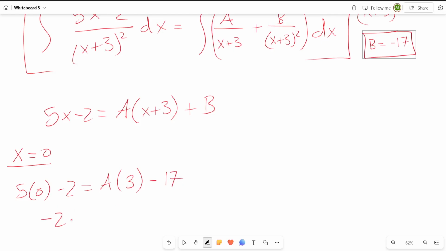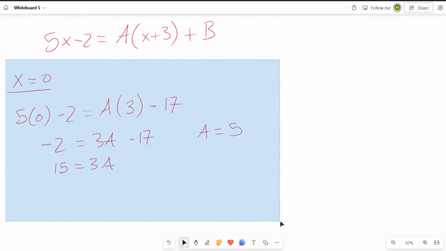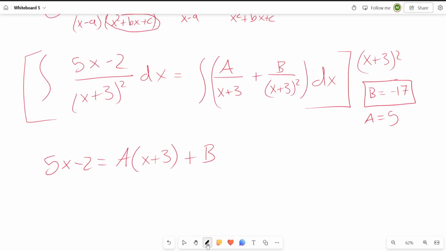So this is going to be minus 2 equals 3a minus 17. Adding 17 to both sides, 17 minus 2 is going to be 15 equal 3a. Dividing 3 both sides, that will give me an a value of 5. So my a value is 5 over here. And now I'm ready to do my substitutions. So instead of a, I'm going to put in a value of 5. And instead of b, I'm going to put in a value of minus 17. Okay? So let's now try to integrate this new form over here.